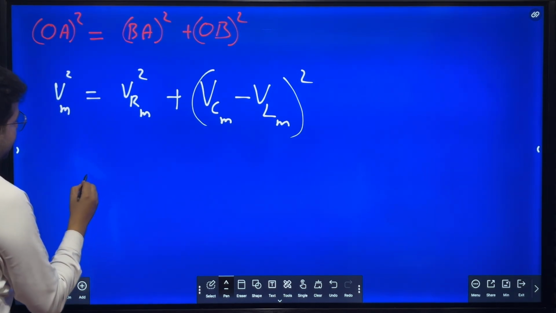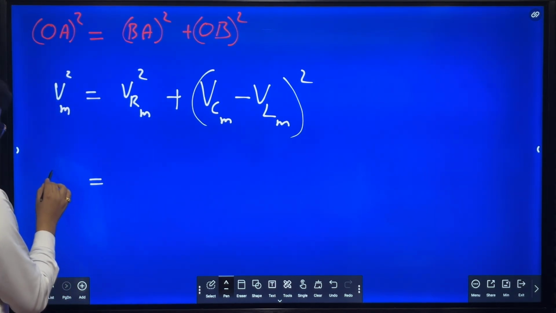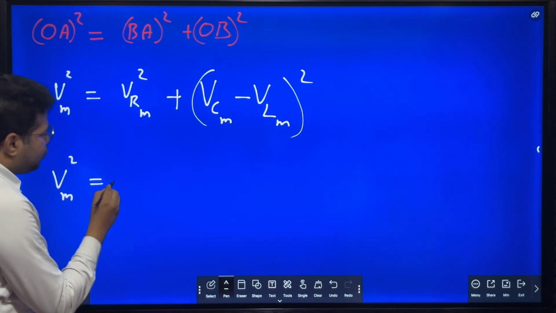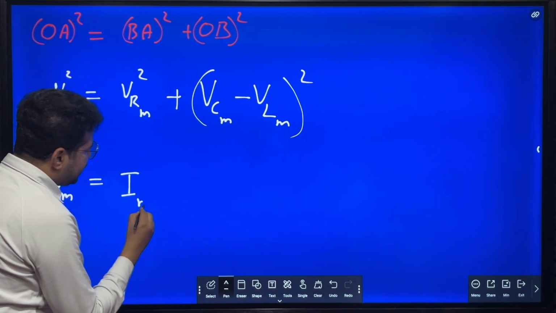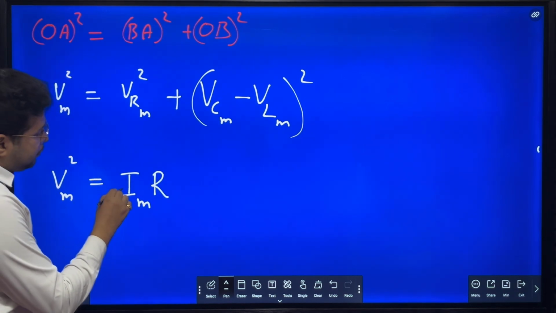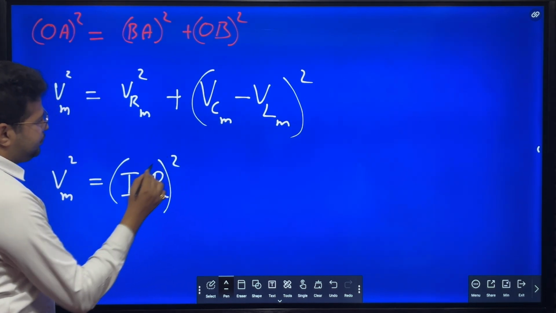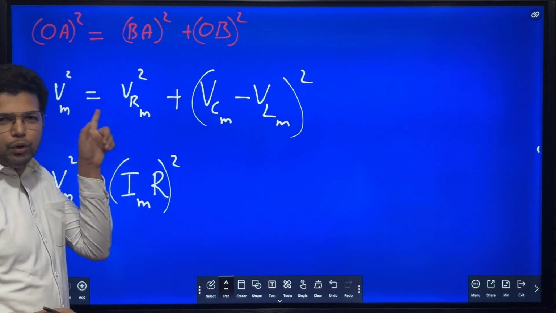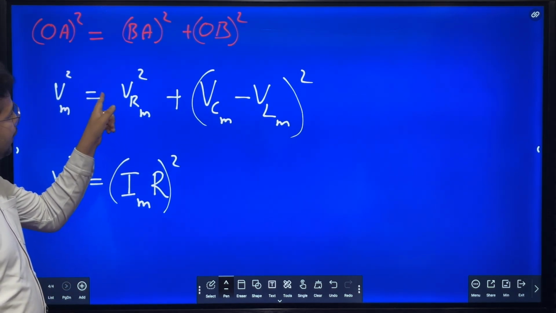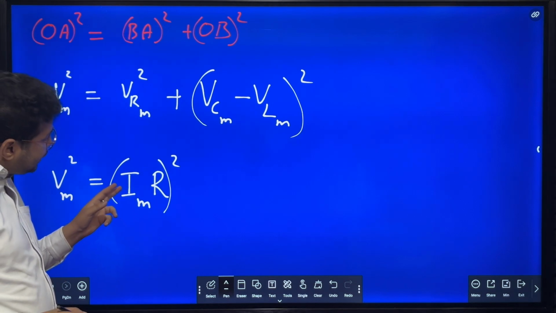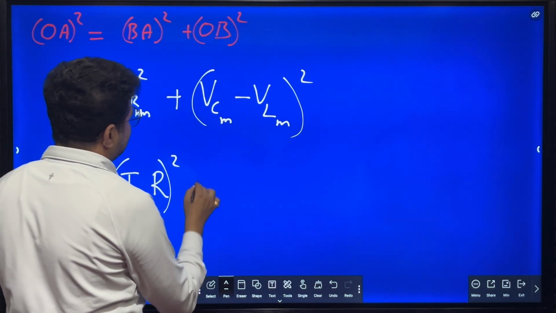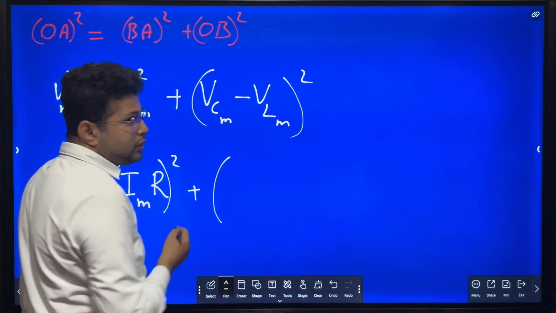Now, what is the equation for voltage across resistor? Maximum voltage across resistor is equal to maximum current into resistance. Correct? Voltage equation is voltage equal to I into R. So the equation for maximum voltage is maximum current into resistance, whole square, plus what is voltage across capacitor?